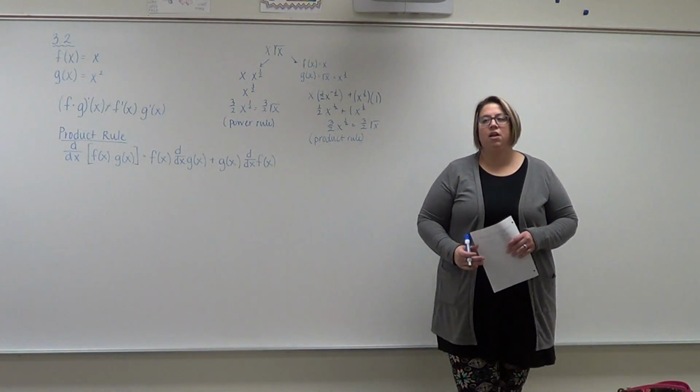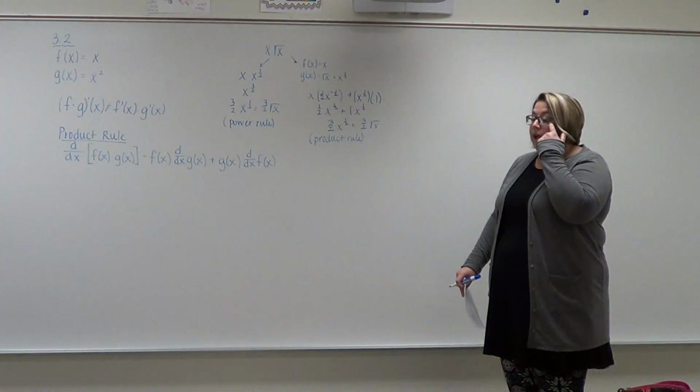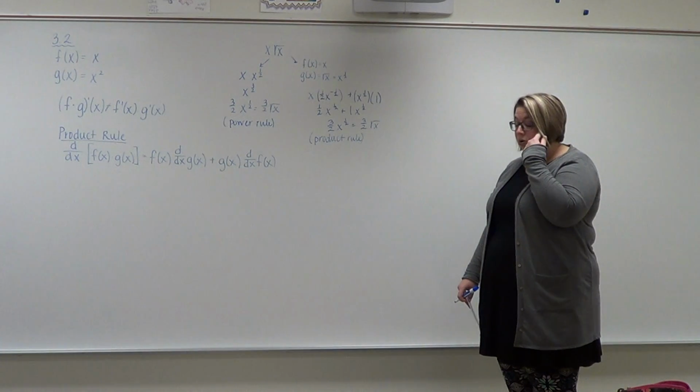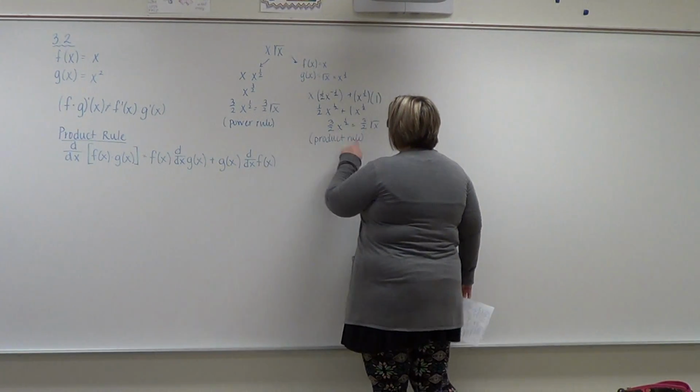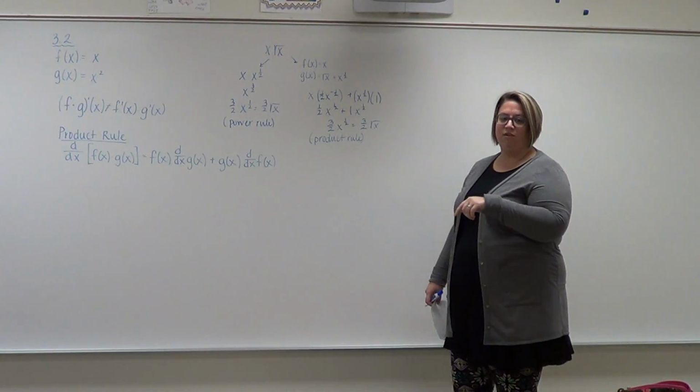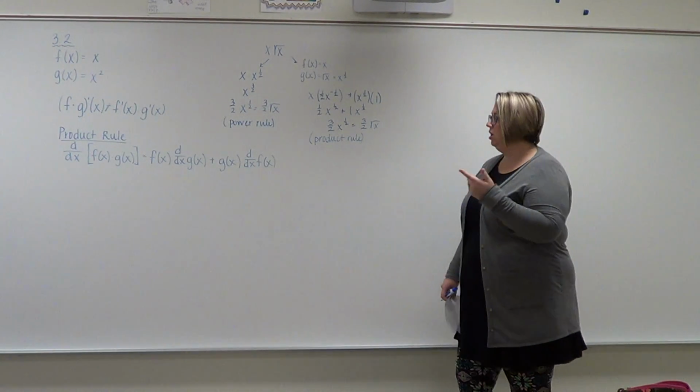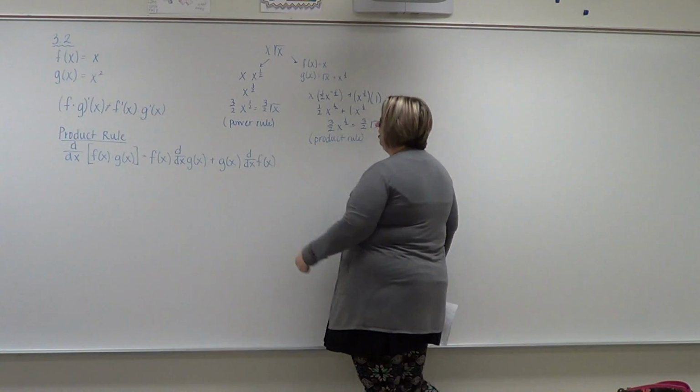Okay, now, if you were doing something that had like x's and y's, or something where you couldn't combine exponents like we did here, then you would have to do the product rule. But if it has the same variables, the power rule is a lot faster.